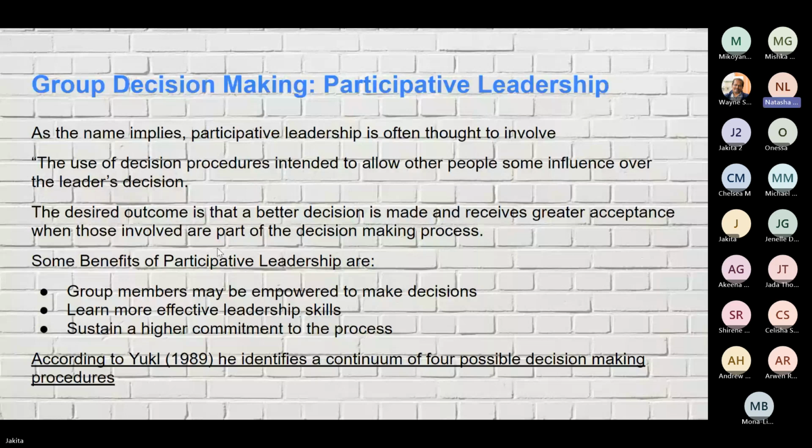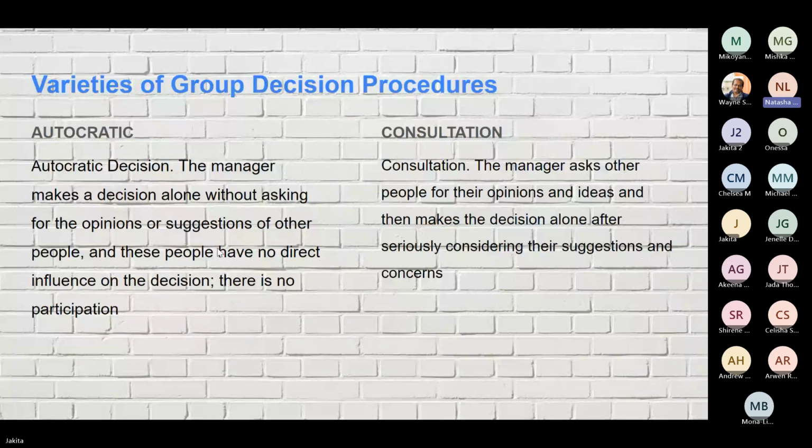And then we're going to look at four possible decision-making procedures as outlined by Yukl in 1989. They are as follows: varieties of group decision procedures. Autocratic decision: the manager makes a decision alone without asking for the opinions or suggestions of other people, and these people have no direct influence on the decision. There is no participation.